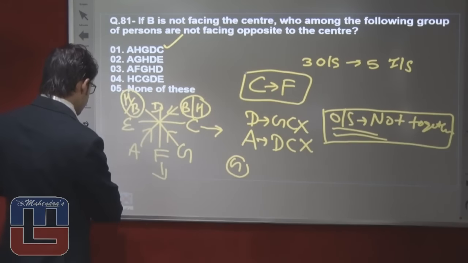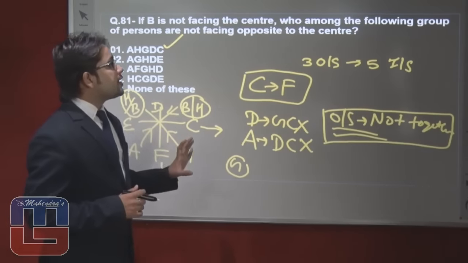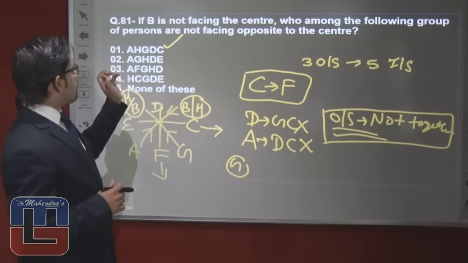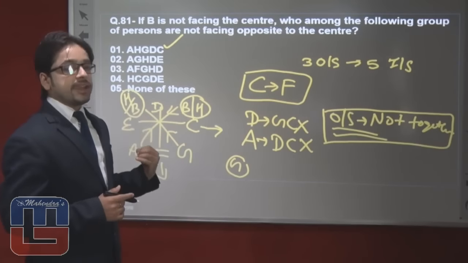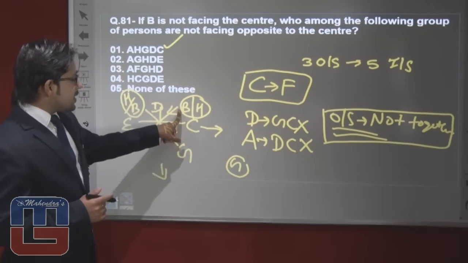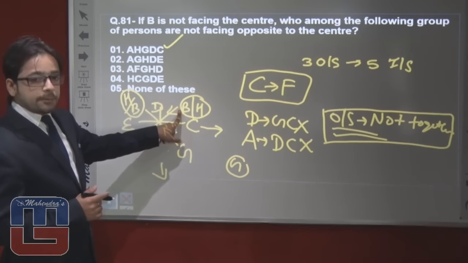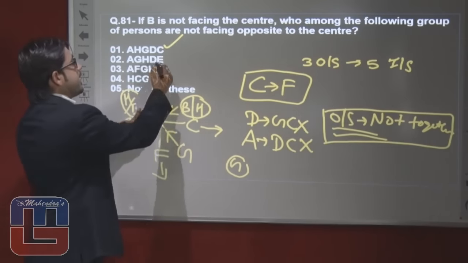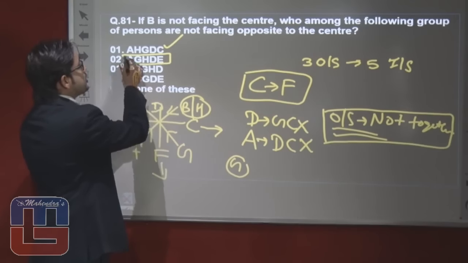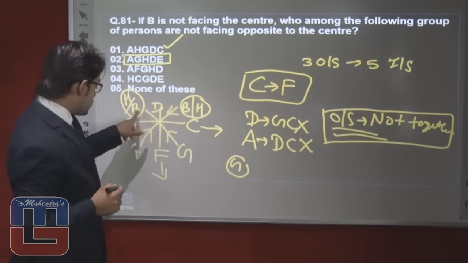Next question is saying, if B is not facing the center, who among the following group of persons are not facing opposite to the center? Means they want to know who are facing inside. If B is not facing inside, it means B is facing outside. So the rest of five members will be A, G, H, D and E. That's all about this question.